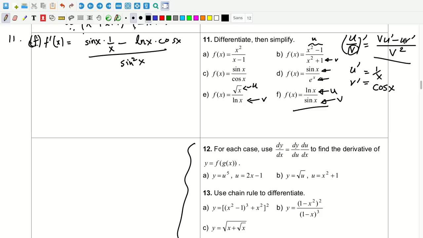Yeah, so we're done. You could simplify this a little bit more if you'd like. You could factor out 1 over x on the top. So what would happen is you get 1 over x bracket sine x minus x ln x cos x, over sine squared x. And what you do in this situation is you would just literally tack on that x in the bottom, and it's perfectly fine. You could leave that as a final answer, and it should be absolutely fine.